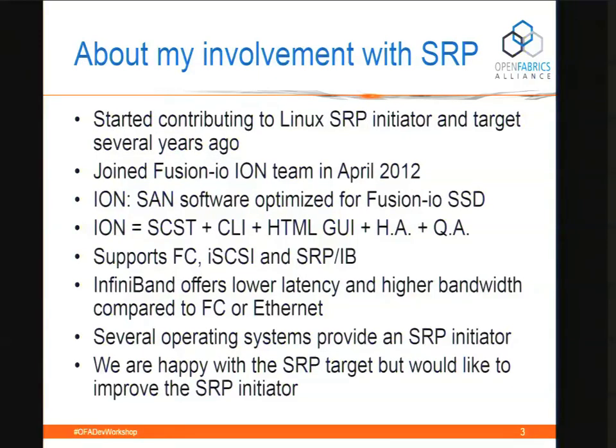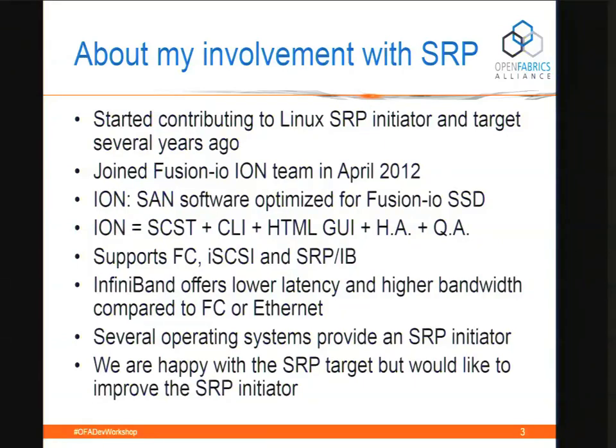My involvement with the Linux SRP Initiator is that I started contributing to that initiator and also the target several years ago. Last year I joined Fusion.io, to work on the ION software. The ION software is SAN software optimized for Fusion.io SSDs. That software consists of a storage core, command line interface, HTML user interface, also supports high availability, and of course has undergone thorough QA. It supports Fibre Channel, iSCSI, and SRP.